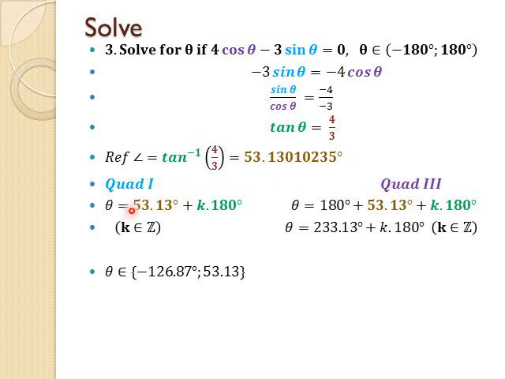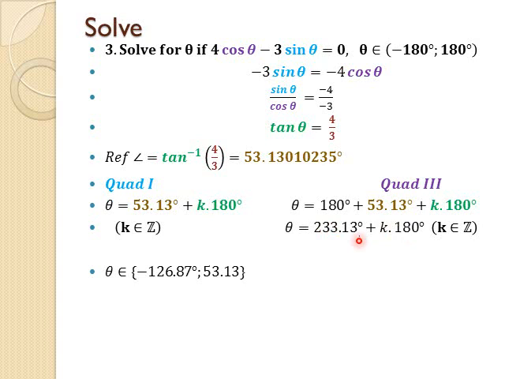So here theta equal 53.13 plus k 180, and in quadrant 3 will always be 180 plus 53.13 plus k 180 gives me 233 plus k 180. Right, so there if I put in 0, you can see I get 53.13. If I use negative 1, negative 180 plus 53.13 give me negative 126.87. If I use 0 there, 233 is bigger than that interval.